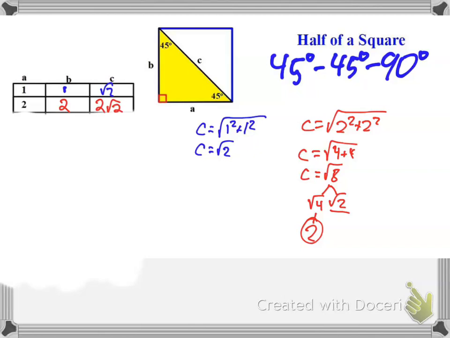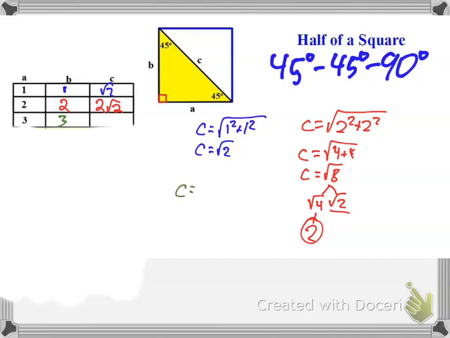All right, let's do it again. Let's move this down right there. And now let's have a side length of 3. Well, if A is 3, what's B? Still the length of a square, so all the sides are the same. So B is also 3. And let's work out C real quick.